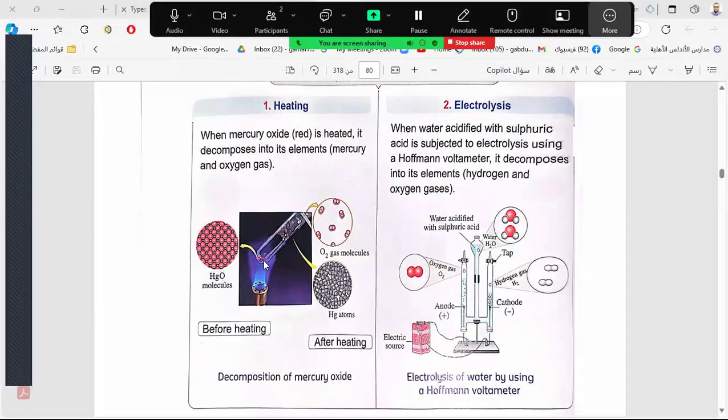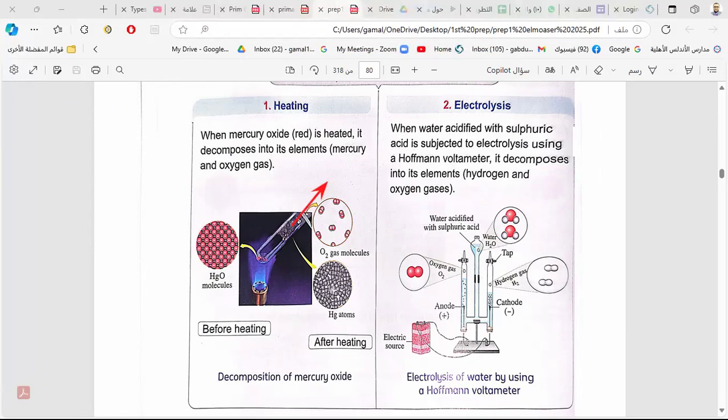Yes. If we have a test tube and you put here mercury oxide, which has a red color, you can heat it on the flame until the oxygen is separated. The oxygen goes up and the mercury remains. So O2 goes up or evaporates, and the mercury remains in a silver color in the test tube.